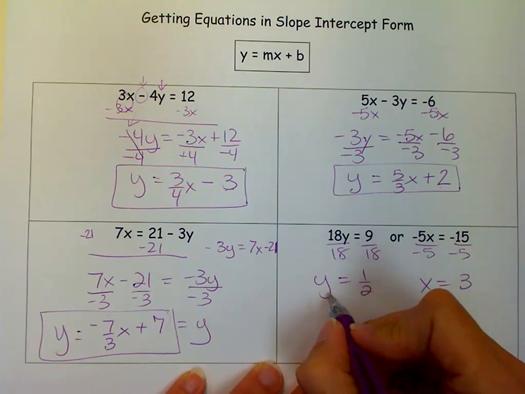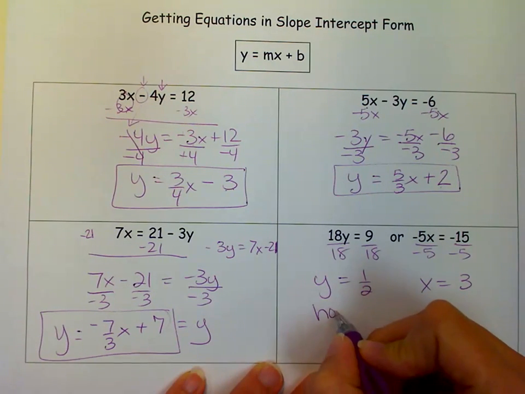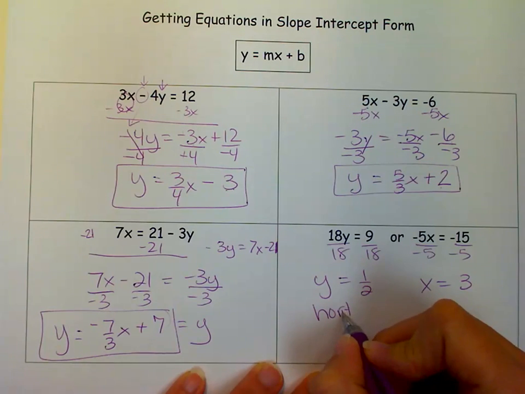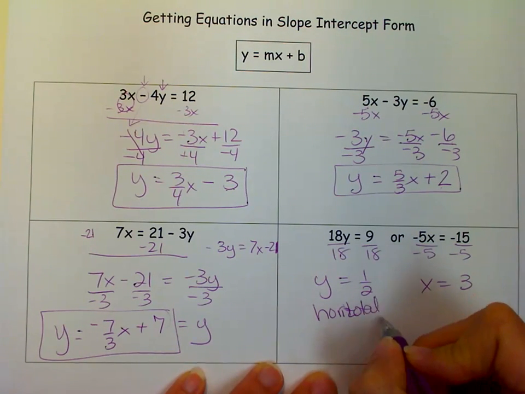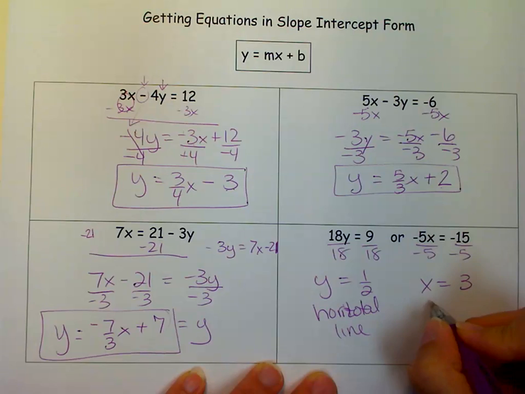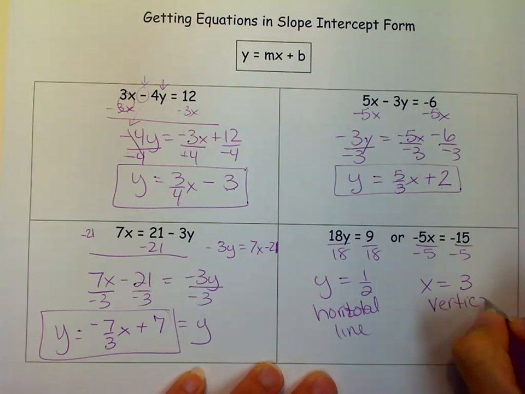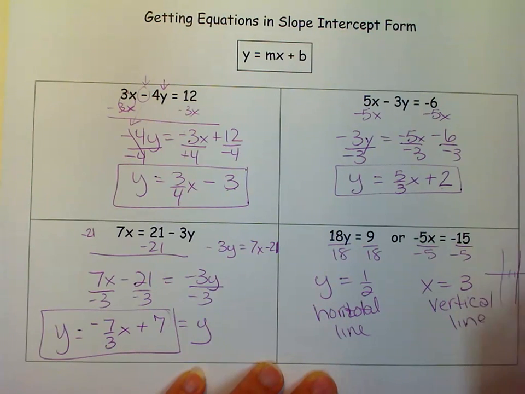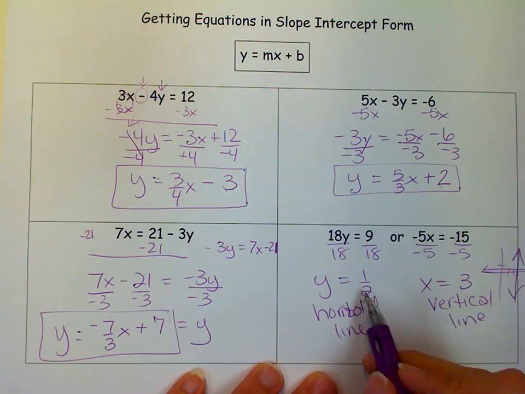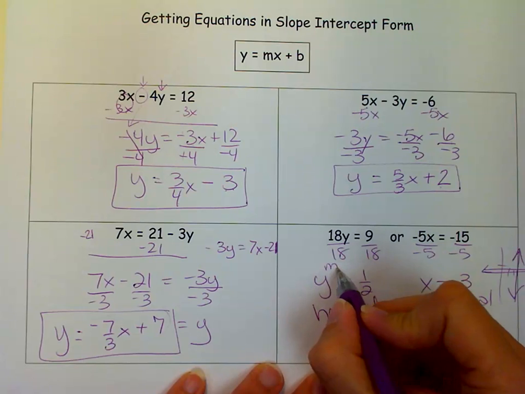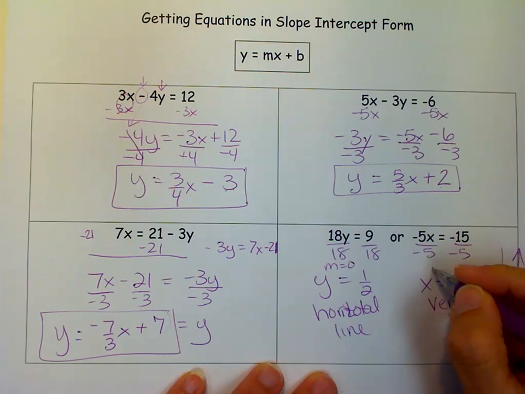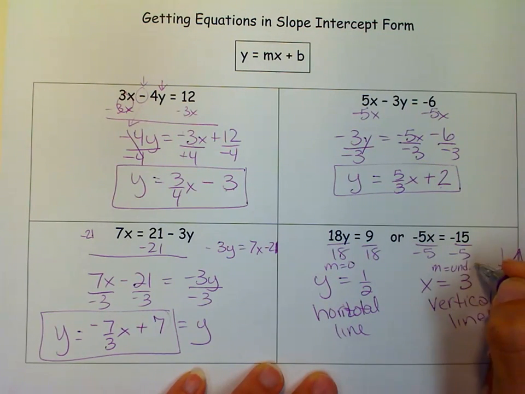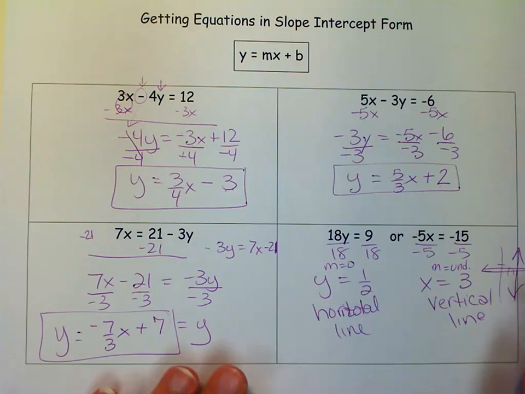Keep in mind that when you just have a y and you don't have an x, you're talking about a horizontal line. And when you just have an x and no y, you're talking about a vertical line. So this one would be over 3 like that, and this one would be up 1/2 like that. So this one has a slope of 0. If you were asked to find the slope of a horizontal line, it's always 0. This one has an undefined slope. Sometimes they say no slope for vertical lines.